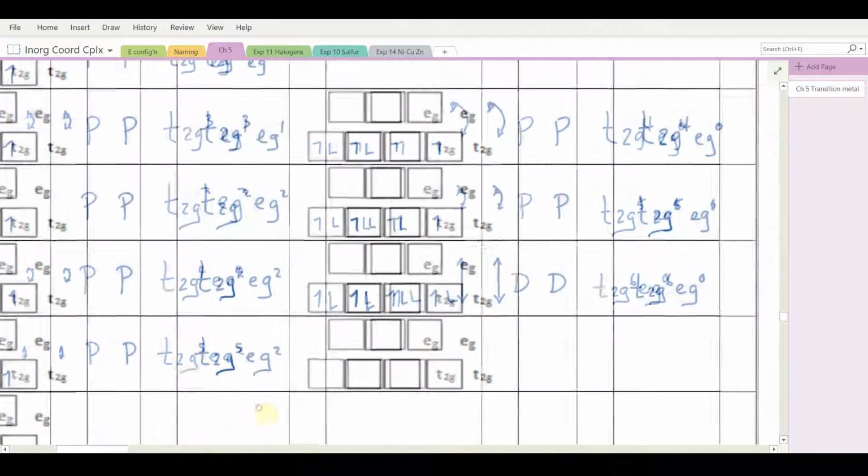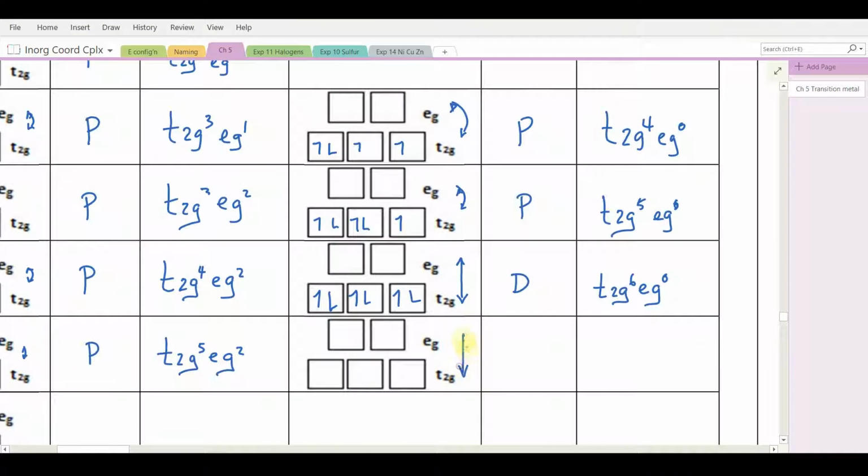With strong ligands and a large octahedral field splitting energy, 1, 2, 3, 4, 5, 6, and finally 7 here. This is now paramagnetic again, t2g6 eg1.